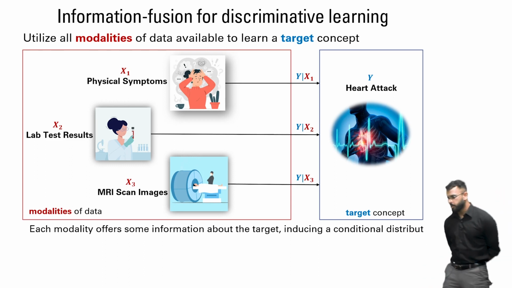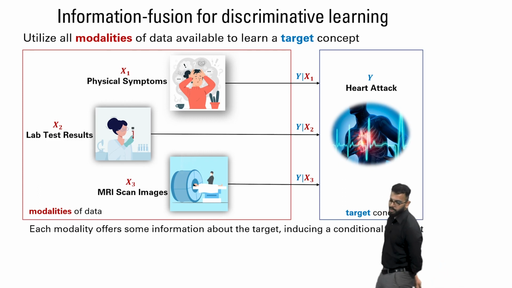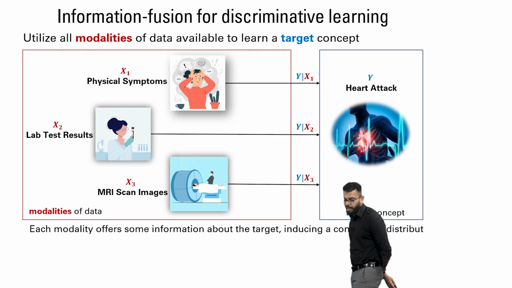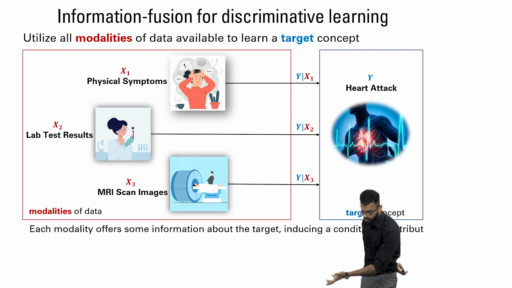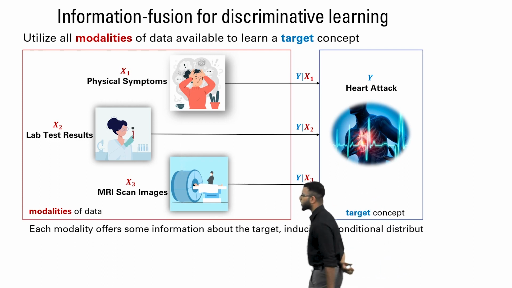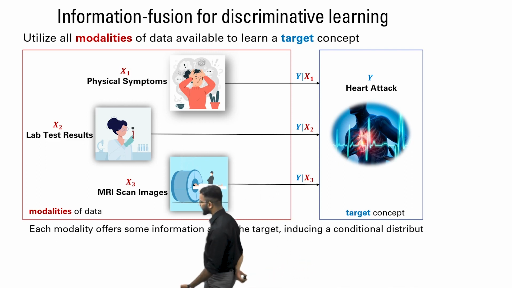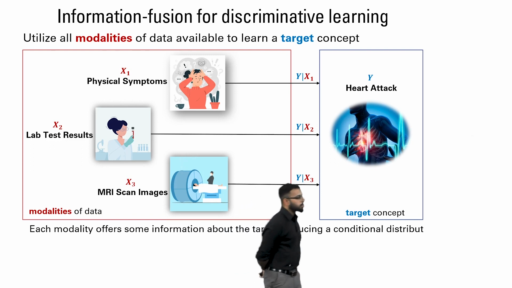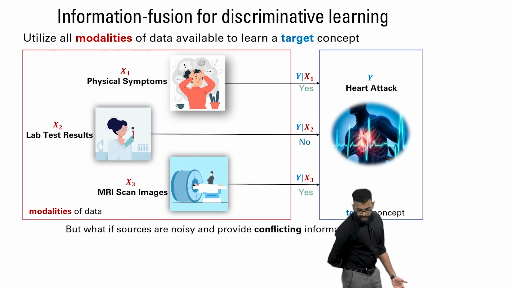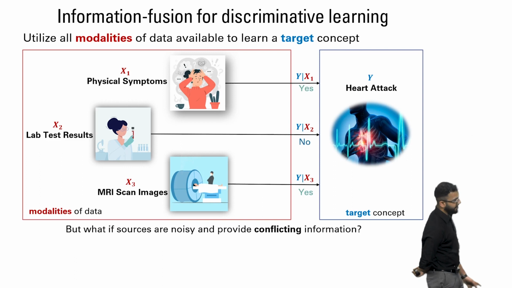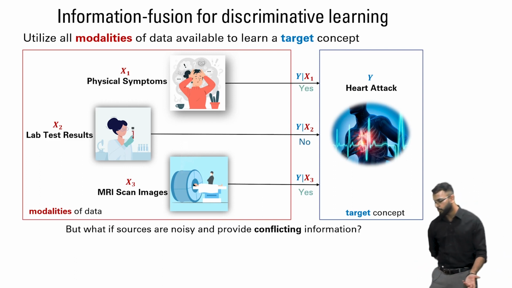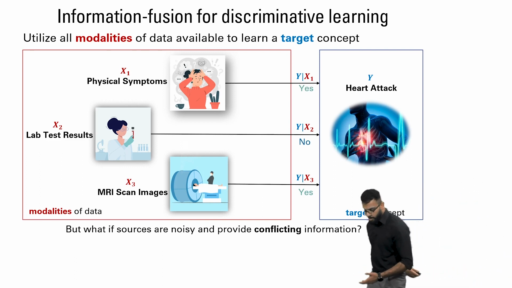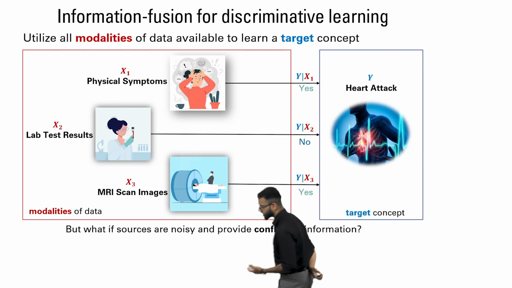So if you look at the conditional distribution over Y, given each of these modalities, you will have some notion of having a heart attack. But what can happen typically is that there's always noise associated in your system. There's noise in your data, there's noise in your sensors, there's noise in your machines, right? So in such a setting, each of these modalities can give you a conflicting notion of your target concept. So for example, my physical symptoms can say that, okay, I'm most likely to have a heart attack, right?